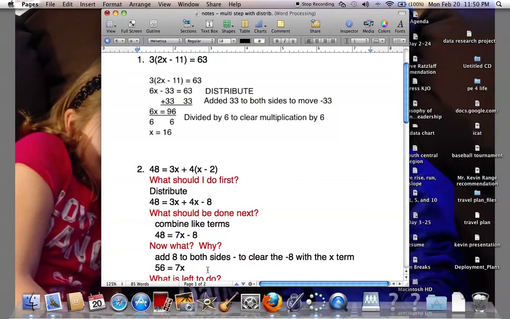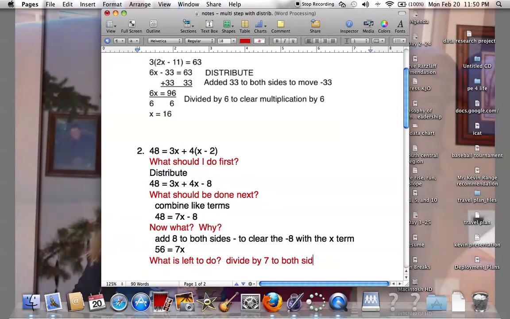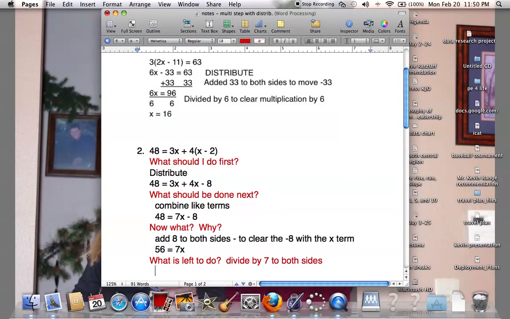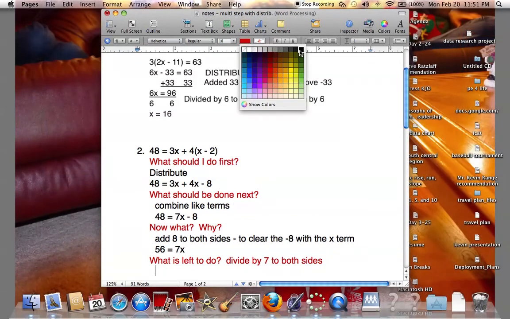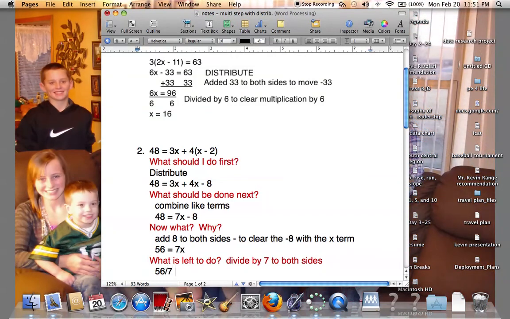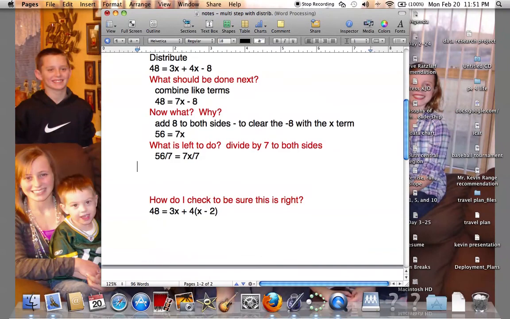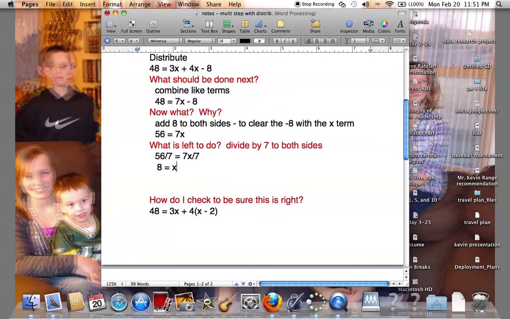and I'll be left with only 7x. What is left to do? Divide by 7 on both sides. That will leave me 56 divided by 7 is equal to 7x divided by 7. I just showed my division on both sides, and that gives me an answer of 8 equals x. And then that equation is done.